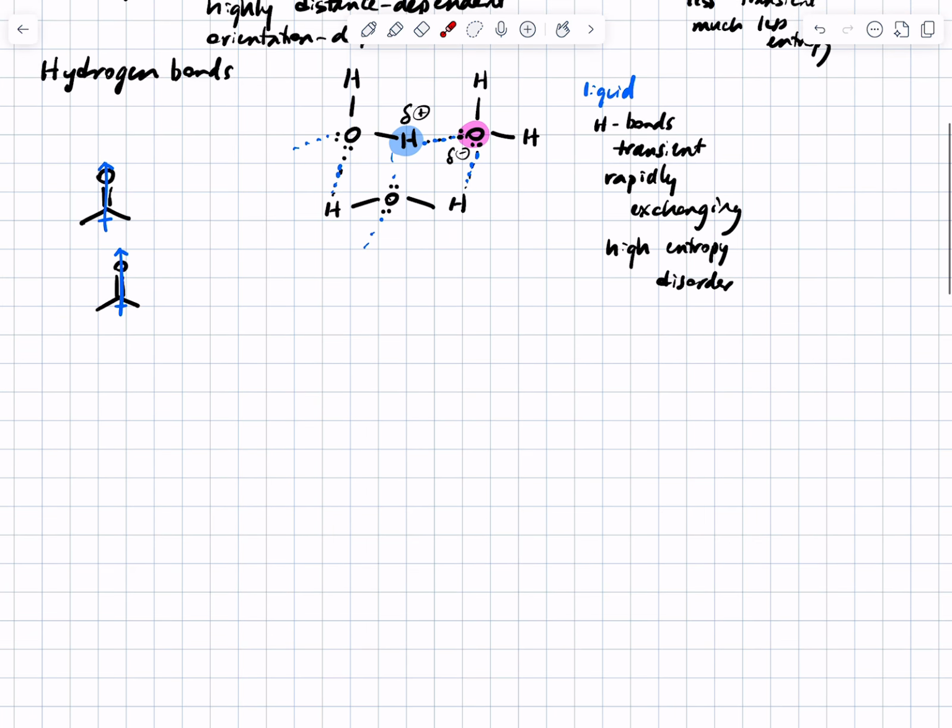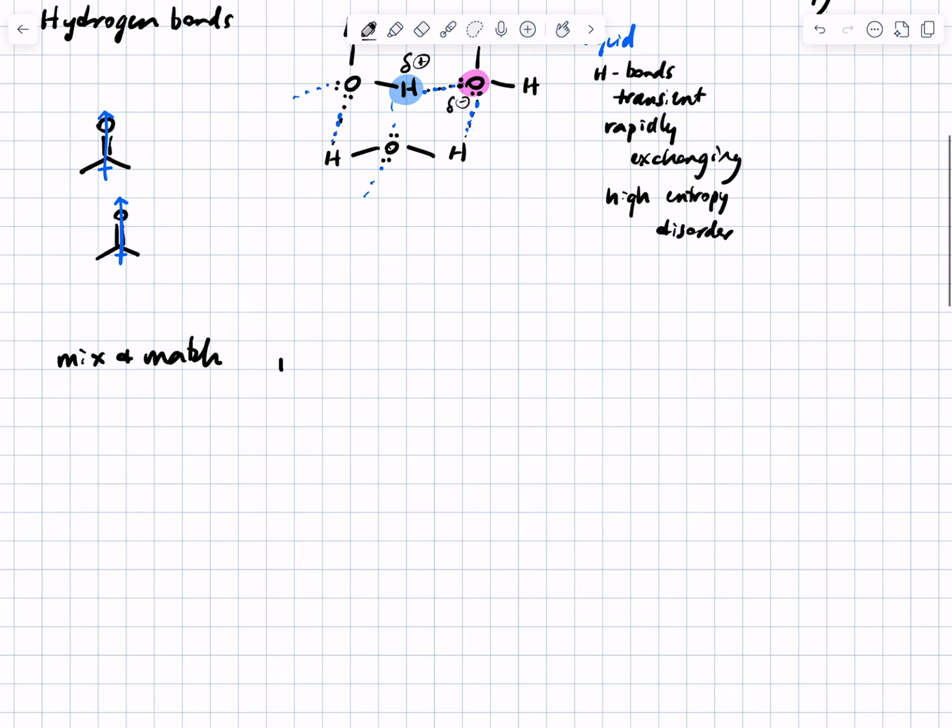You can mix and match non-covalent interactions, so you can invent a new category. For example, last time we talked about ion-dipole interactions, which were our explanation for why salt dissolves in water. Because you replace an ion-ion interaction with many weaker, but overall, summed up, stronger ion-dipole interactions.